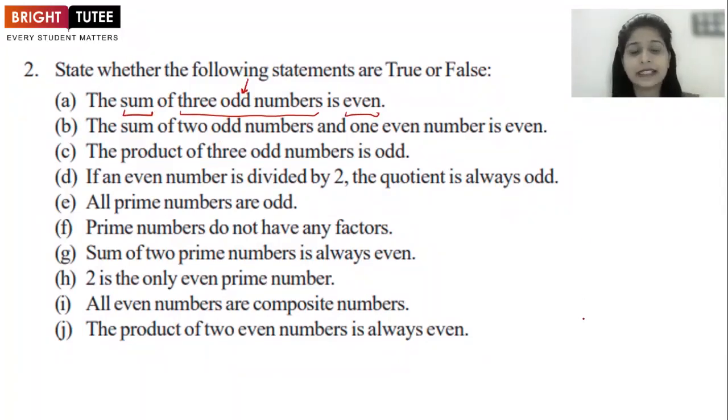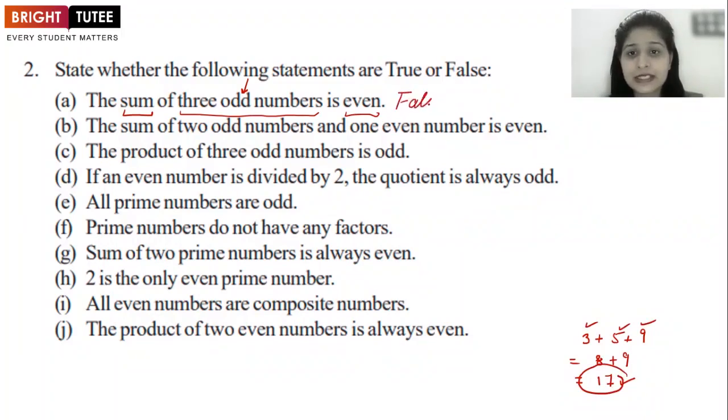Let's try it out. I'll take three odd numbers. Let them be 3, 5 and 9. All three numbers are odd. Add them. 5 plus 3 is 8. 8 plus 9 would be 17. Clear? As you can see, the sum of three odd numbers is coming out to be an odd number. 17 is an odd number, not exactly divisible by 2. So this is a false statement. The sum of three odd numbers is odd. We got the answer as odd, so it is a false statement.